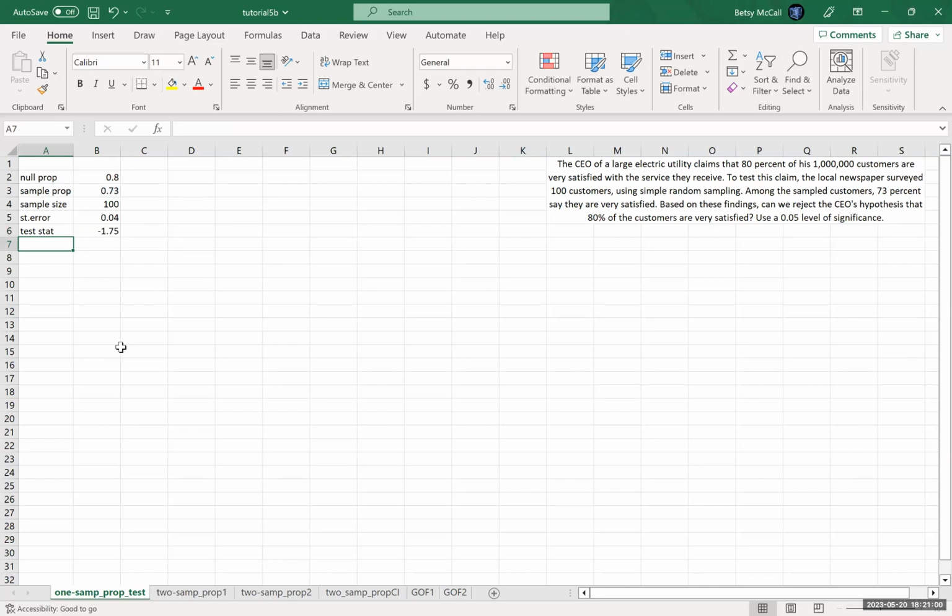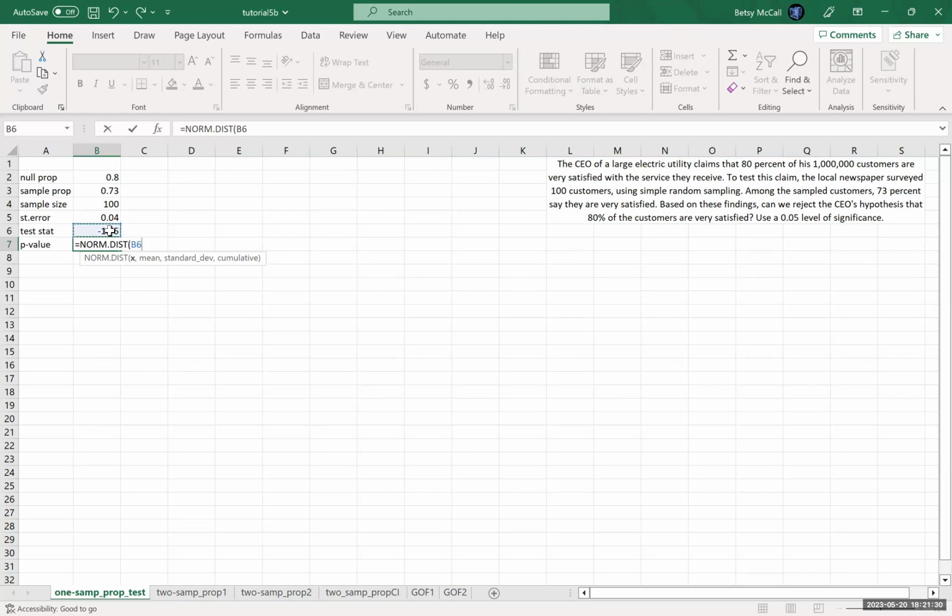Now, our test statistic is negative because the sample proportion is less than the supposed null hypothesis. And then we need to convert this to a p-value. This is a one-tailed test, and specifically it is a left-tailed test. So we want the probability that we are less than this value. So that's going to be norm.dist. This is our observation. The mean is 0. The standard deviation is 1 because we've already converted this to a z-score. And yes, we want the cumulative value because we want all the probability being less than this value.